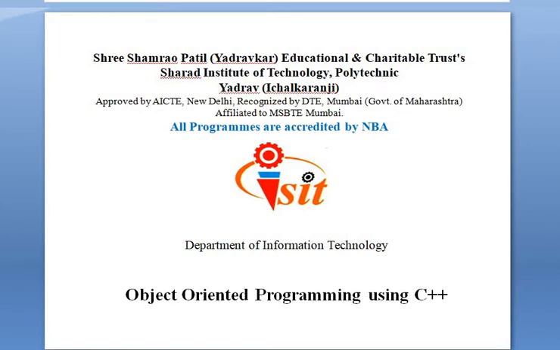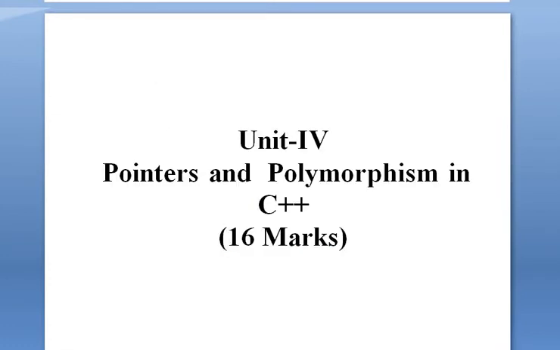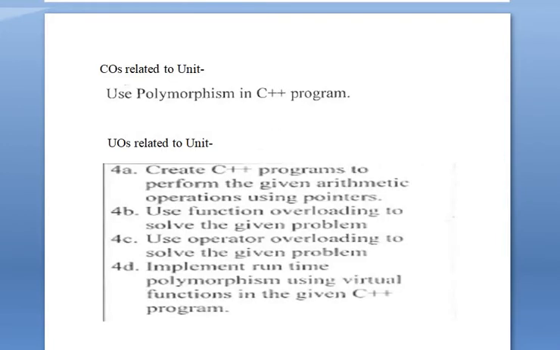This is the lecture of Object Oriented Programming using C++, and today we will see the last subpoint of the fourth unit, that is pointers and polymorphism in C++. This unit has 16 marks. This is the CO which is related to this unit, that is use polymorphism in C++ program.